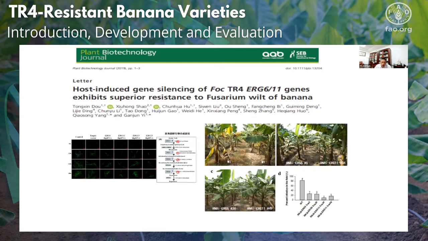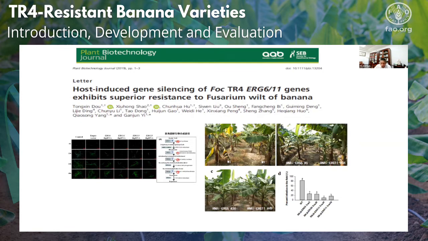Not only do we use conventional breeding, recently we did some very interesting research work, which we call host-induced gene silencing of tropical race 4 genes, 11 genes with super resistance to Fusarium wilt of bananas. This paper was published in PPG. We cloned some genes, using proteomics analysis, and these genes actually come from the fungi, and then we introduced the genes to the bananas, and we found we can get very highly resistant bananas.